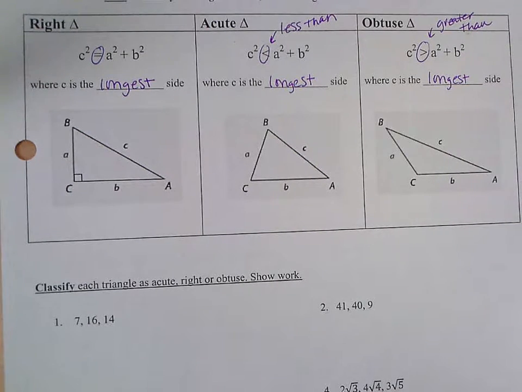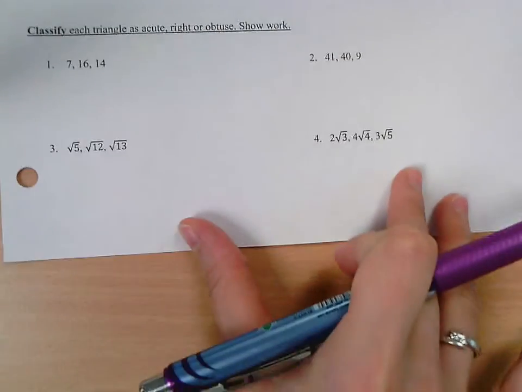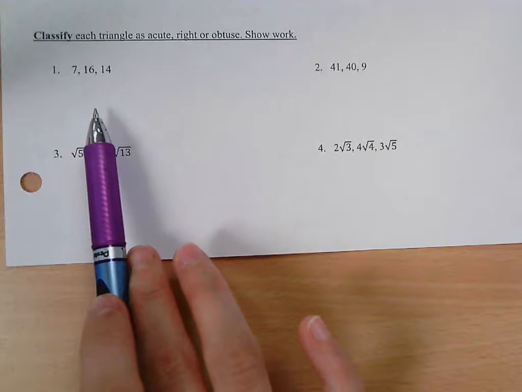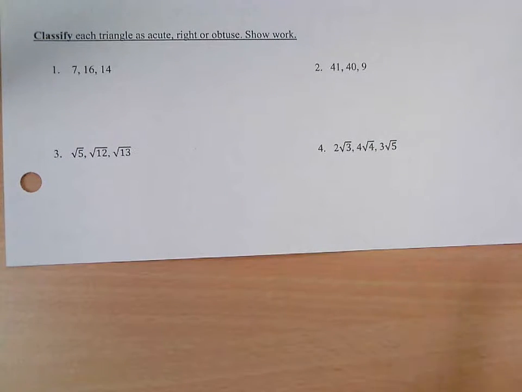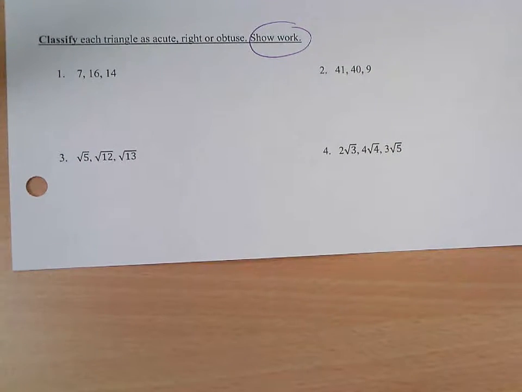So that's what we're going to do for those first 4 examples: classify each triangle as acute, right, or obtuse. And for these, thinking ahead to when you have a quiz on this, I don't want you to just write right, obtuse, acute, whatever it is. Because then I don't know, are you guessing or did you actually do math to figure it out? I need to see that you're showing some sort of work to justify your answer. And I'll show you the work that I expect you to show.